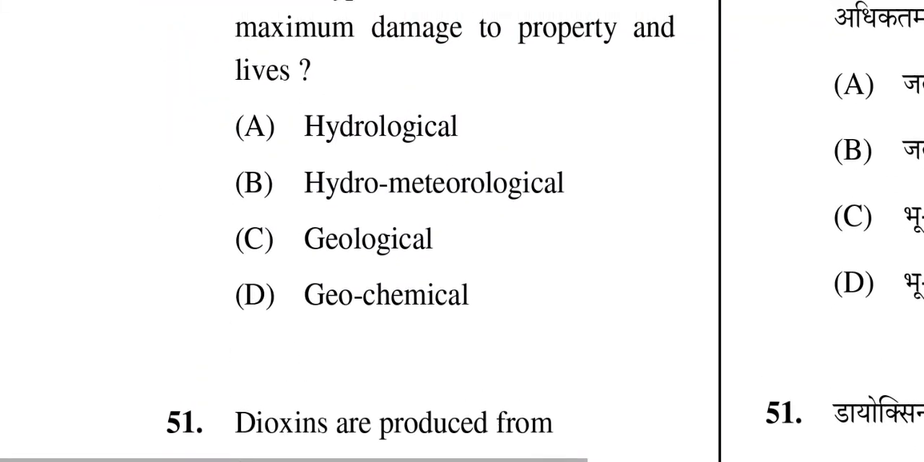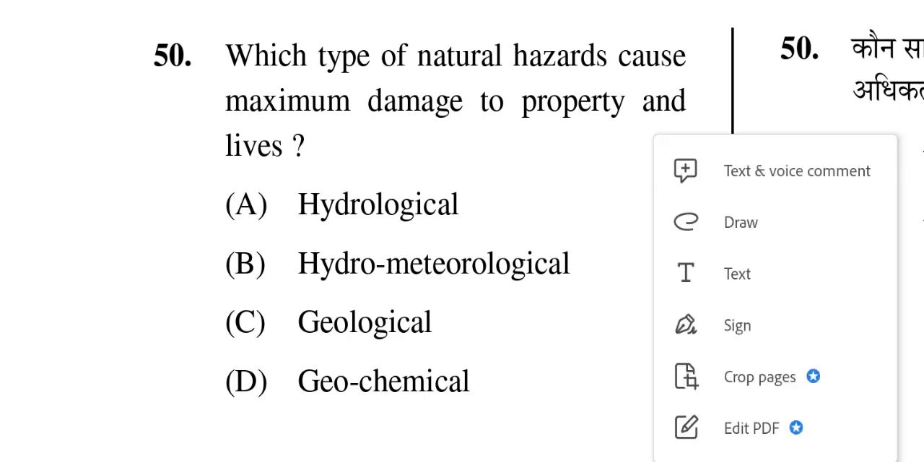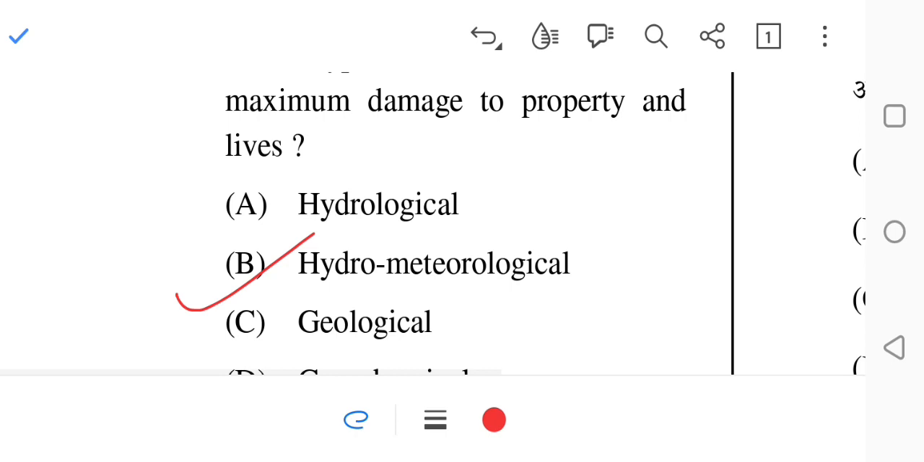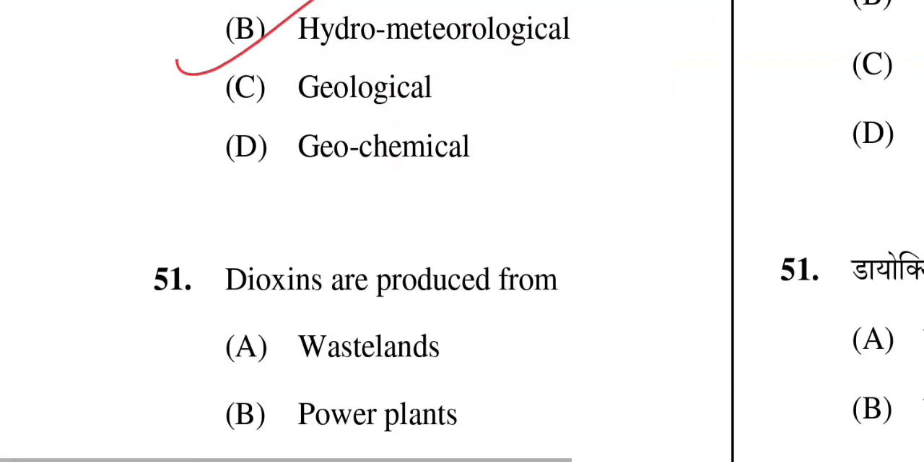Number 50, which type of natural hazards cause maximum damage to property and lives? Hydrological, hydrometeorological, geological, geochemical, related to environment and ecology. 50. Correct answer will be B. Hydrometeorological. This is a type of natural hazards that cause maximum damage to property and lives. Like let's say there was a dam and that dam was damaged, or that dam was broken, then what will happen? All the people, those who live near the dam, they will be shattered, right?